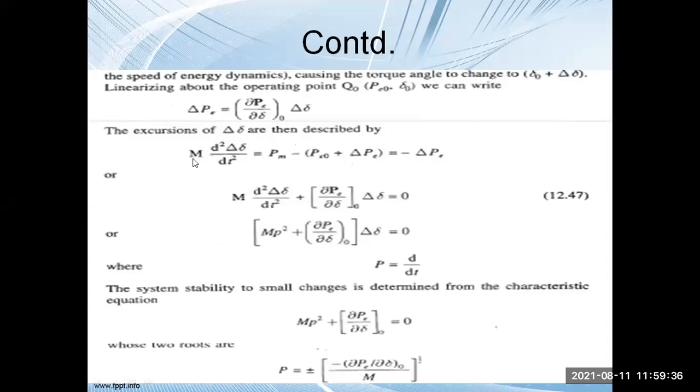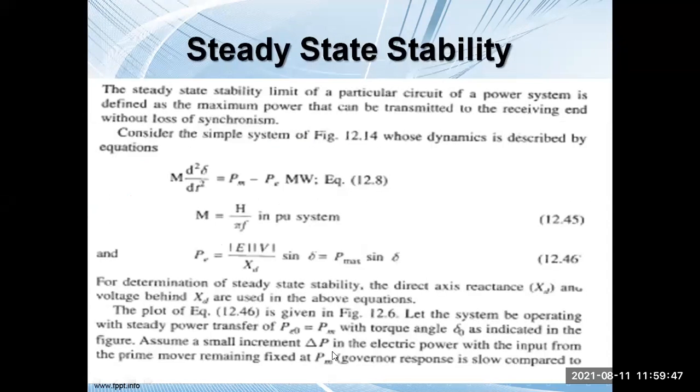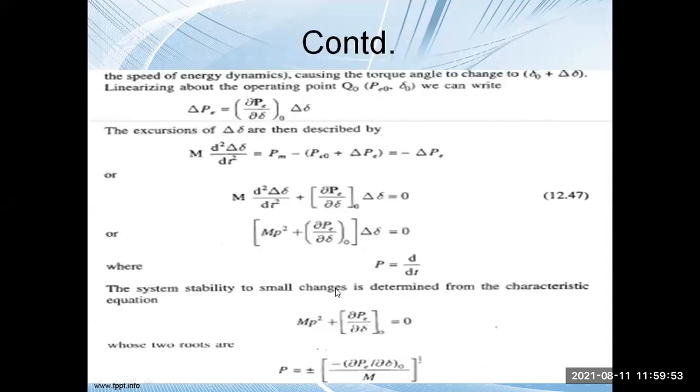Now we'll apply the swing equation, that is M d2 delta by dt square equal to Pm minus P0 plus delta P. Initially it is P0, now there is a change, so that change is delta P. So P0 plus delta P, and mechanical input remains fixed at Pm. Finally the net change is Pm minus P0, which will cancel because in steady state both are equal. So we have only minus delta P. So finally M d2 delta by dt square equal to minus delta P.